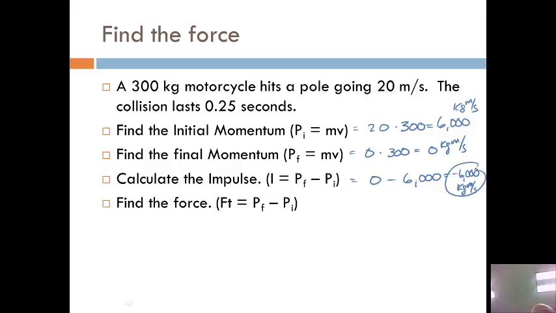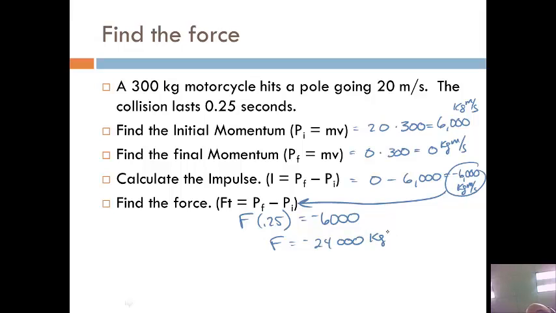We can take this, and if you plug it over here, you get force times 0.25 equals negative 6,000. And then the force turns out to be negative 24,000 kilogram meters per second squared this time, or just newtons. And for the most part, I'll probably just leave it as newtons. Again, it is negative. Why? Because it's going to be heading in the opposite direction that this person is traveling.